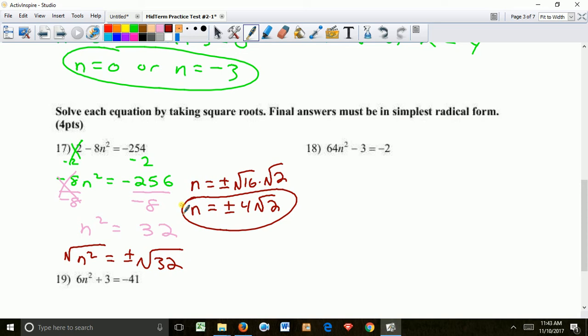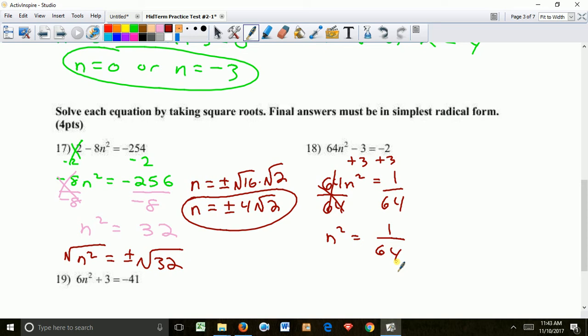Same deal with number 18. You want to get n by itself, so get n squared by itself, add 3 to both sides. In which case you now get 64n squared is equal to a positive 1. Divide both sides by 64. So now we get n squared is equal to 1 over 64.